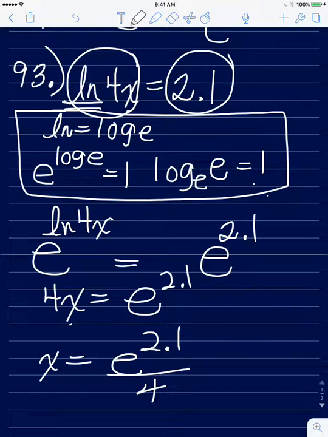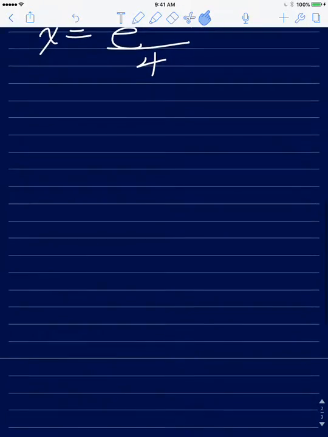You can just leave it like that. If you have a calculator, you want to give me the decimal, great. If not, you can leave it just like that. All right, I'm going to do number 95 in your book.